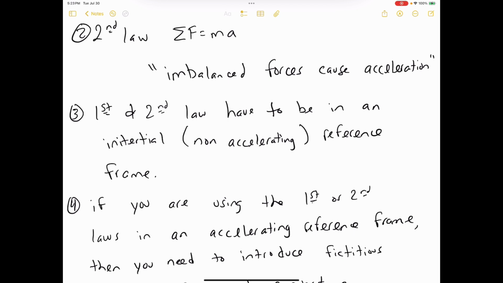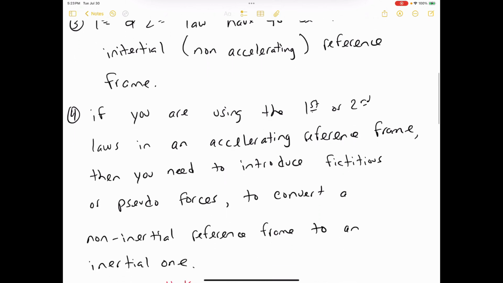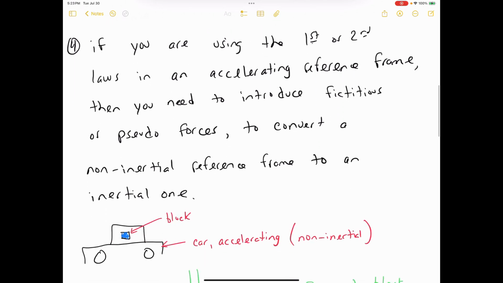Now, which brings me to point number 4. If you happen to have an object that you do want to analyze using Newton's first or second laws, and it happens to be in an accelerating reference frame, let's say an automobile, what you need to do is introduce fictitious or pseudo forces. What that'll do is counteract the accelerating reference frame, or the non-inertial reference frame, to essentially put you in an inertial reference frame.